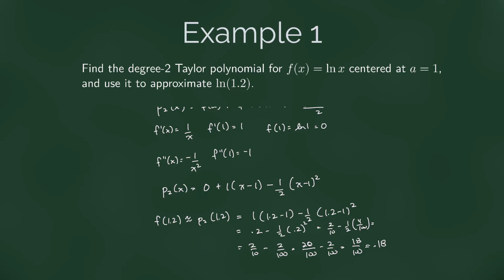Now notice, if you do this on your calculator, the natural log of 1.2 is actually equal to 0.1823, and it keeps going, but we're pretty darn close with our second degree polynomial approximation.